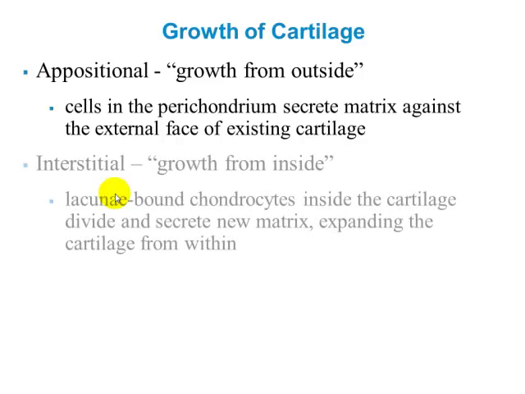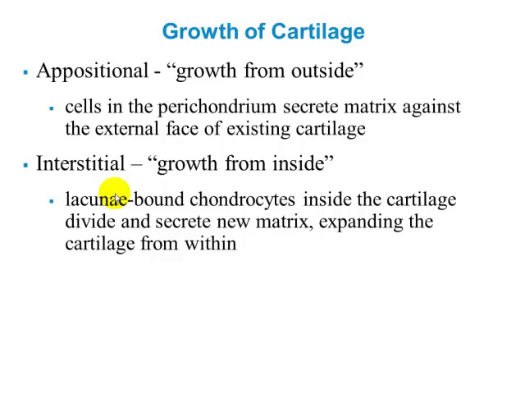The other kind of growth is something called interstitial growth, and this is growth you'll see from the inside. What we have here, and this is quite interesting, within the cartilage, the cells are in little spaces called lacuna. Surrounding those is the extracellular matrix. That matrix, even though it's firm, can be compressed. So what can occur is the cells can actually divide within that matrix. As they divide, they lay down more matrix, and they can push themselves apart and grow from the inside out. Now, these two things will happen depending on where the cartilage is growing.